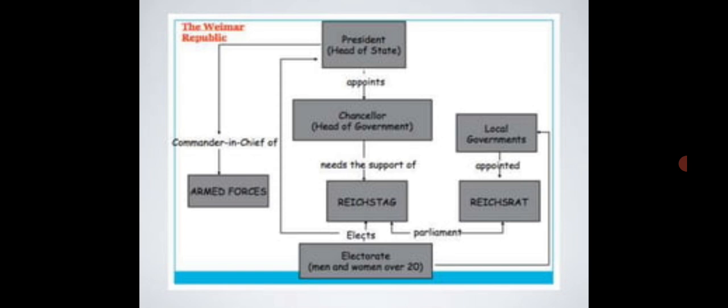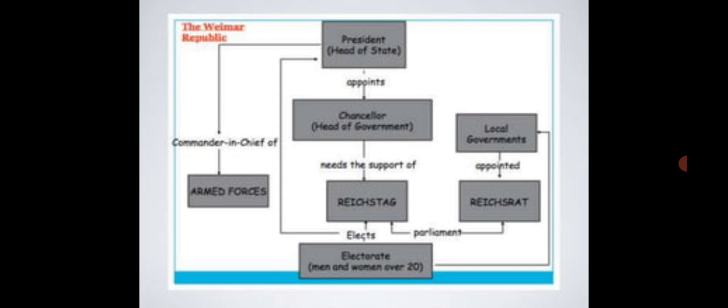So the president is, again, head of state, basically the equivalent to a king, elected every 7 years. This president appoints the chancellor, who's likely to be the leader of the largest party in the Reichstag, and basically the equivalent of a prime minister. The chancellor is appointed from the Reichstag by the president and had to be supported by a majority of the Reichstag. It's basically to avoid the president choosing one of his friends from the Reichstag. And the chancellor needs the support of the Reichstag.